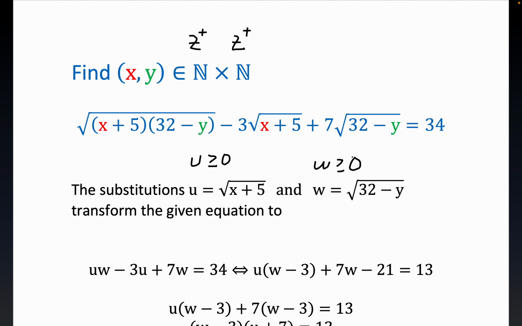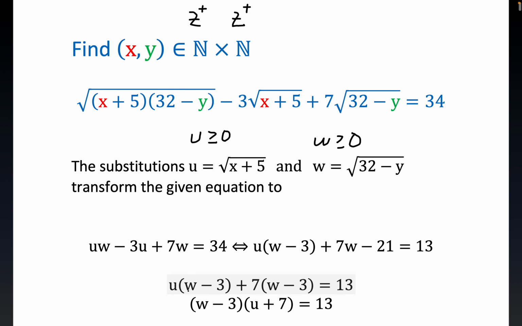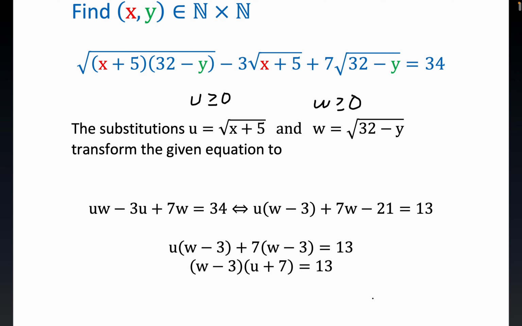Now this next step perhaps is the most unnatural step in the entire problem, but the motivation behind it is that if you subtract 21 from both sides, you actually get a common binomial factor here: (u plus 7) times (w minus 3) equals 13. The 13 comes from the fact that you had to subtract 21 from the right-hand side. So 21 deducted from 34 gives you the 13. That turns out to be useful because it's a prime number and we don't have to look at that many factor pairs.